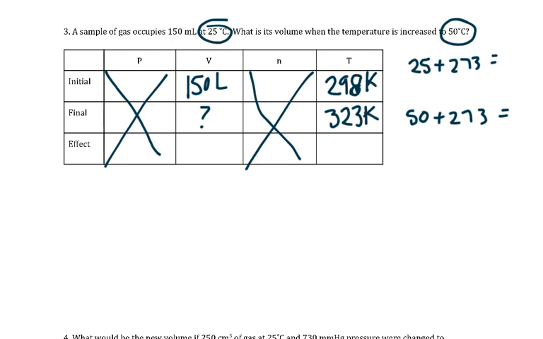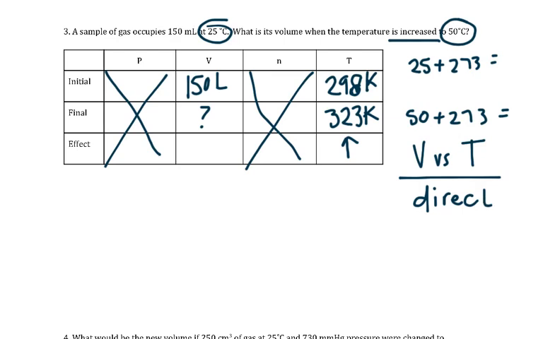And from that we can tell that this is going to increase, right? And if you go back up to the problem, sometimes this can help too. If you reread, it does tell us that it's going to increase, so sometimes you can use that if you get confused with anything. So the relationship we're looking at is volume versus temperature. This is also direct. So because temperature is increasing, we should see that increase in volume.